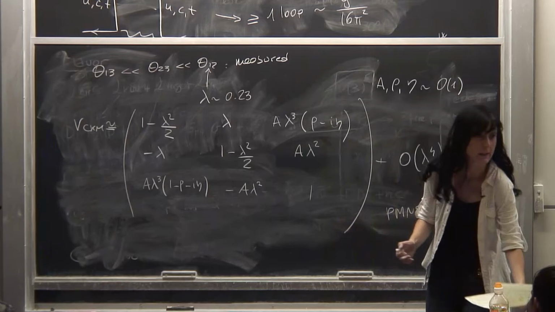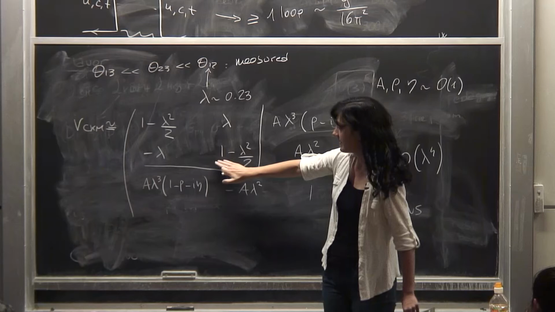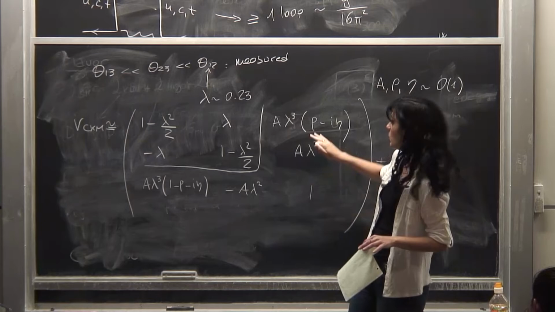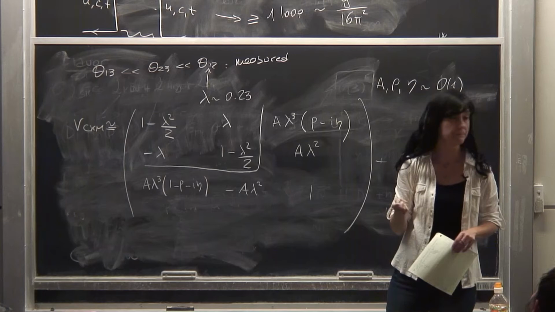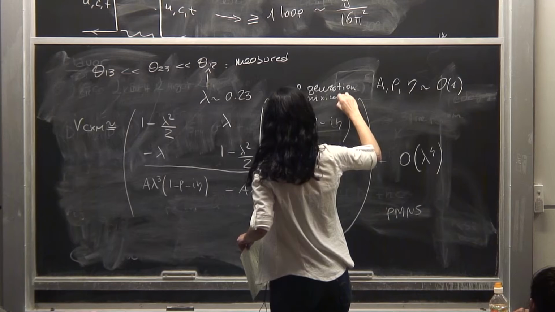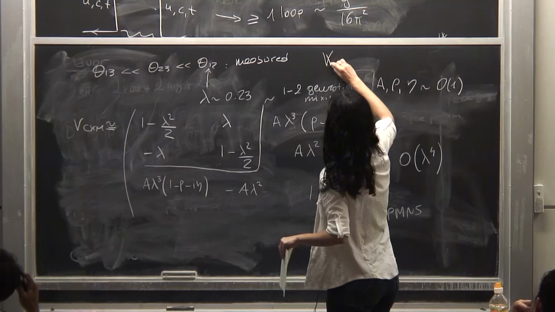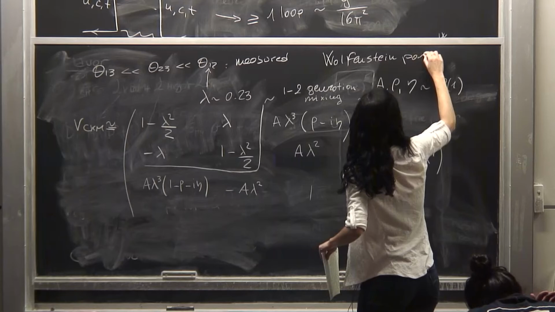Also, what you see from here, and this is a historical note, is that it's not such a bad approximation to consider only the first and second generation quarks mixing, with the third generation giving an additional contribution on top of that. So this is first and second generation mixing. This is all I wanted to say for this parameterization, which has a name: the Wolfenstein parameterization.